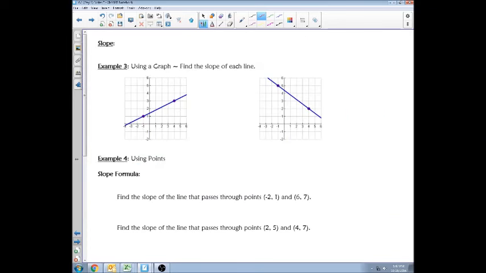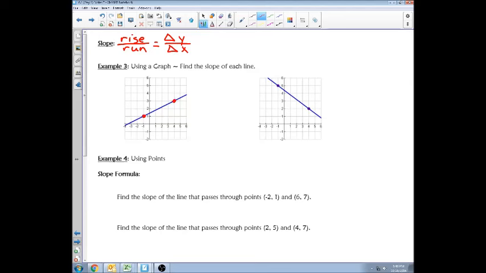What is slope again? Well, slope is rise over run, or my change in y over my change in x. Okay? So we're going to go ahead and use a graph to find the slope of each line. Again, we would need to make some points that cross at a perfect intersection. In this case, they already did that for us.